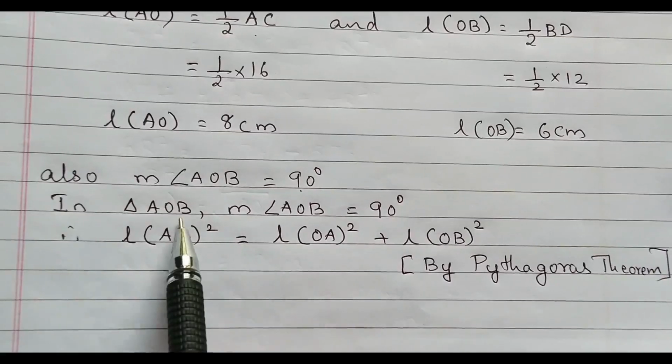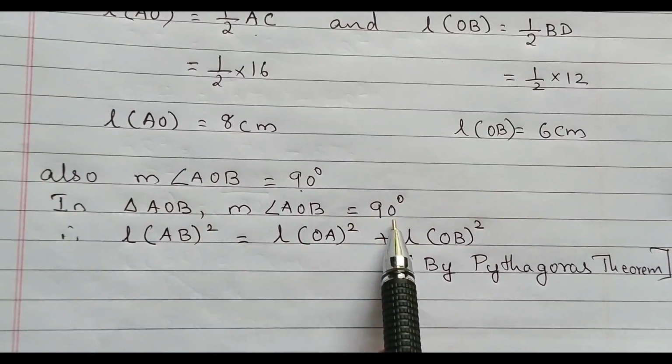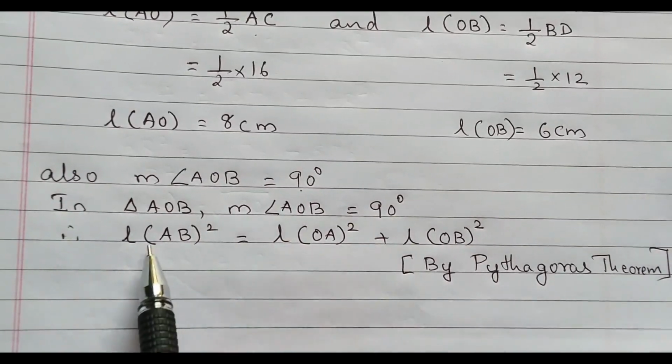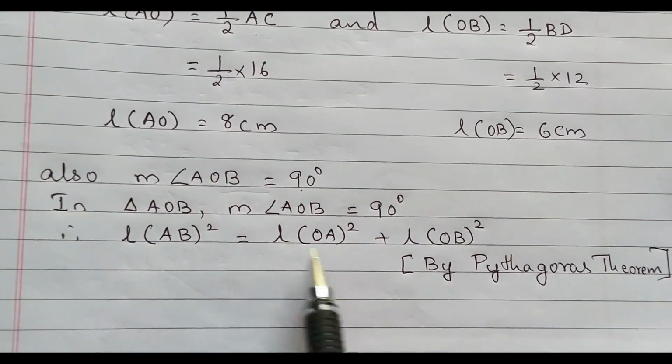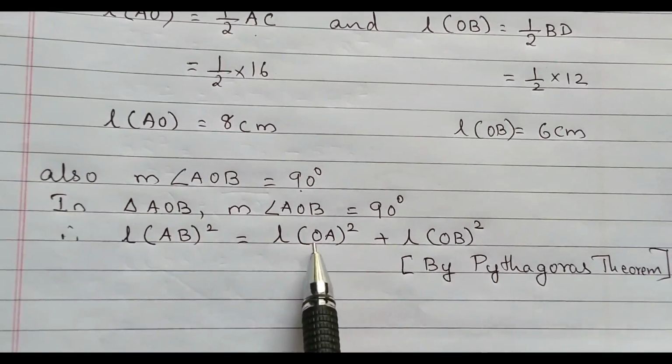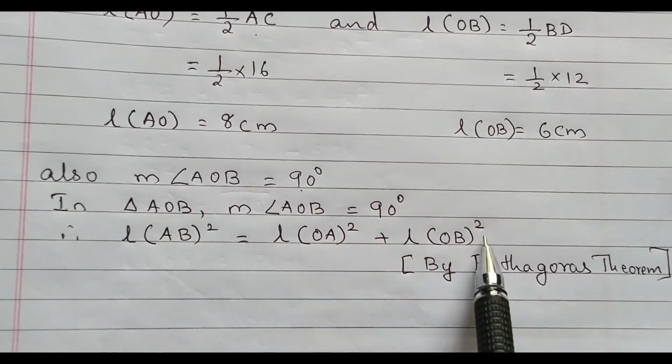So in triangle AOB, measure angle AOB is 90 degrees. So by Pythagoras theorem, we can write the hypotenuse AB square is equal to the sum of the other two sides, that is OA square plus OB square.